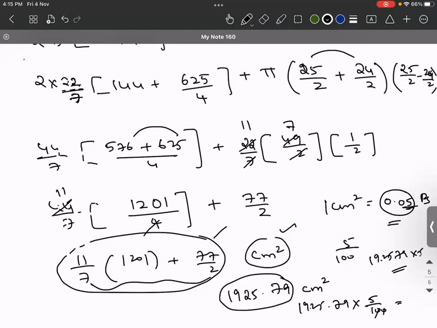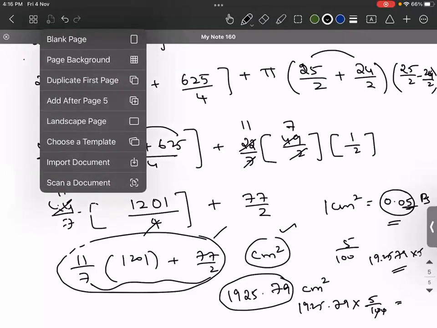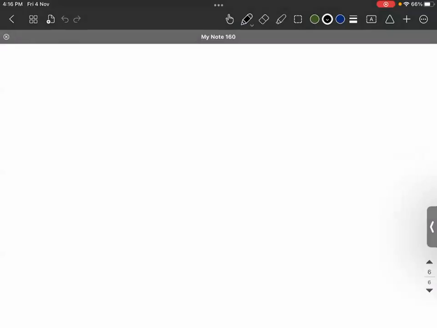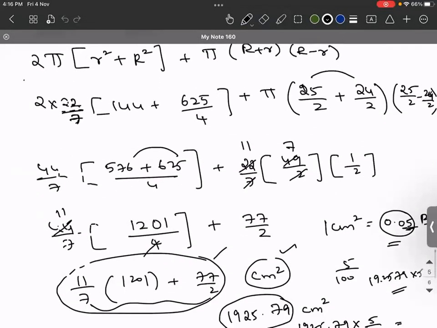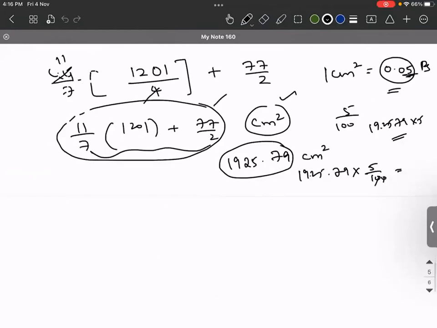Okay. So those who want to copy it, 96.29. With having 1925.79, not 1925.8.